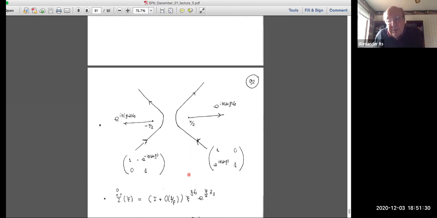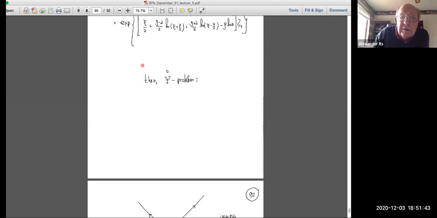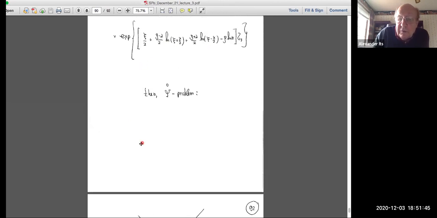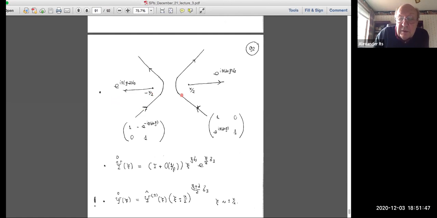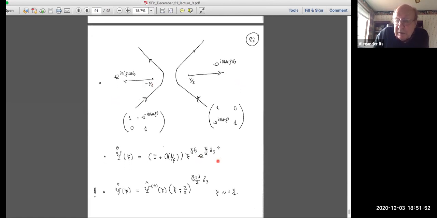So this is the jump contours for my function psi naught. On those contours, it has only constant jump matrices, and I have just these jumps because these functions have jumps around these rays. So psi naught again at infinity, as before, I can argue that it is what I have at infinity.